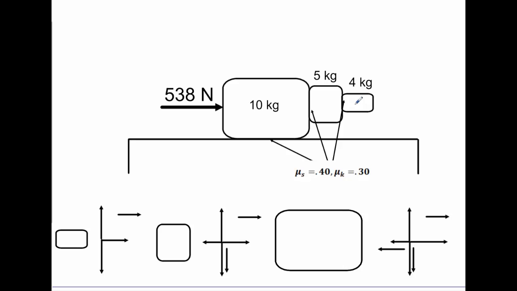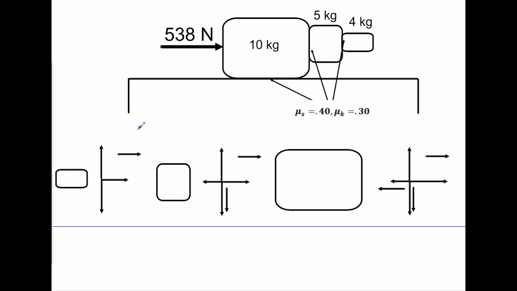Alright, if you have a problem like this, I'm going to start on the 4 kilogram first and draw free body diagrams here. I'm also going to include the mass times acceleration, which wouldn't necessarily be part of the free body diagram. So that's 4 times a. Now mass times gravity gives me 39.2 newtons. And this will be the force the 5 is pushing onto the 4 itself.